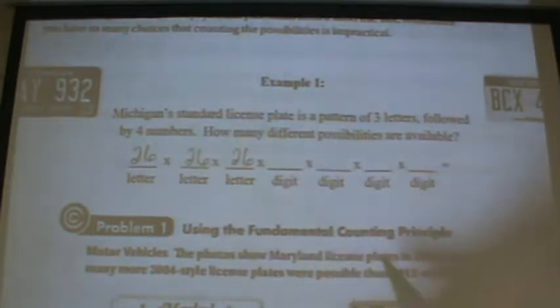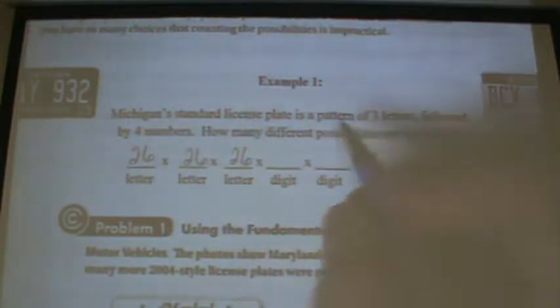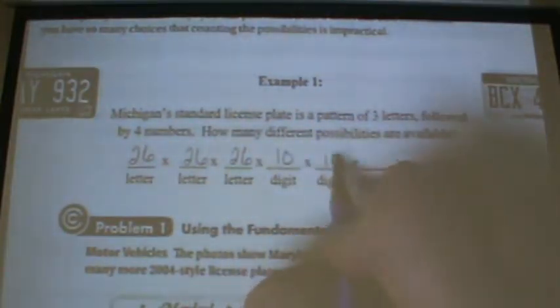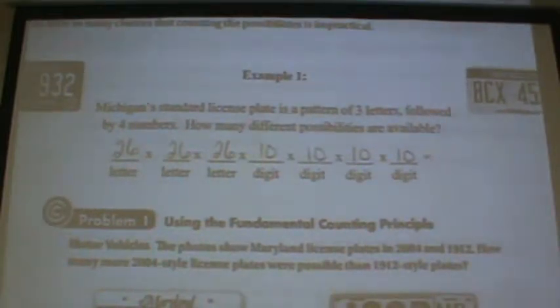How many digit choices could we have? 10, because we have 0 through 9. So for all of these, you have 10. So what you're going to do is you're going to multiply this out, and you end up getting 175,760,000. And that's how many possible license plate choices or possibilities there are for different license plates, according to Michigan standards.